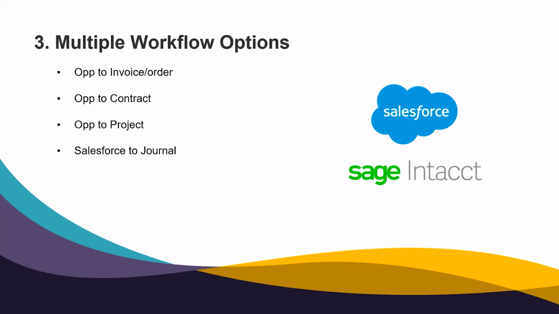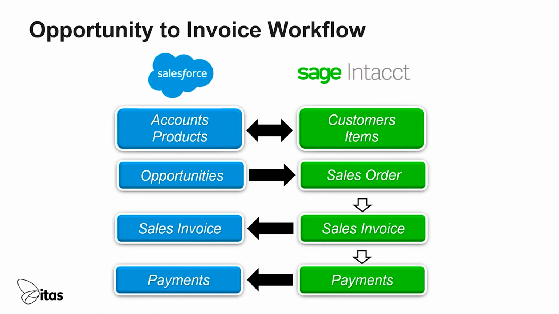Okay, so let's have a look at some of those flows. So our opportunity to invoice flow. Firstly, what do we sync? We push accounts. Accounts in Salesforce become customers in Intacct, and we can push those through. And then products in Salesforce become items within the Intacct solution. From an opportunity, you can create a sales order, or you can create a sales invoice as a note, and that will then create a sales invoice back in Salesforce. So we're not just pushing it in one direction, we're actually holding that invoice record in both systems.